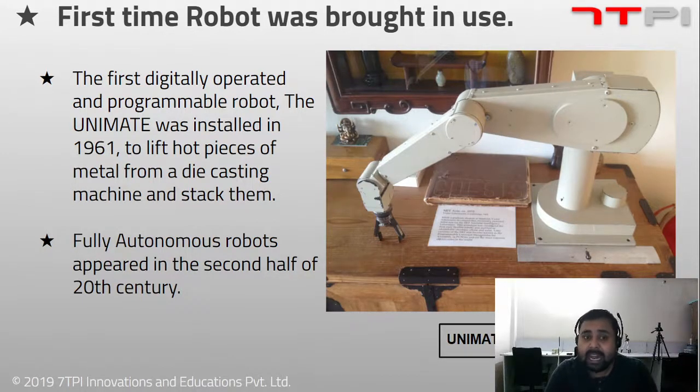the first digitally operated and programmable robot, its name was Unimate, and it was installed in 1961 to lift hot pieces of metal from a die casting machine and stack them together, right? You can see the image of this particular robot, Unimate, on the screen. Fully autonomous robots, we will understand later in the types of robots. Fully autonomous robots means those which do not require any humans; they can operate on their own. That appeared in the second half of the 20th century, right?